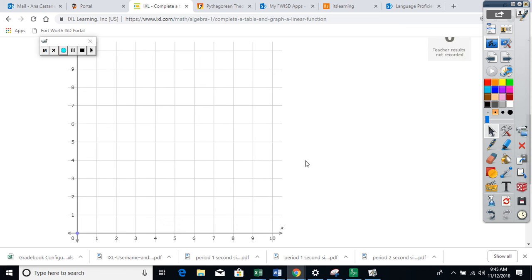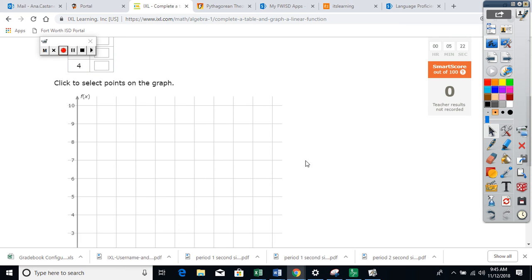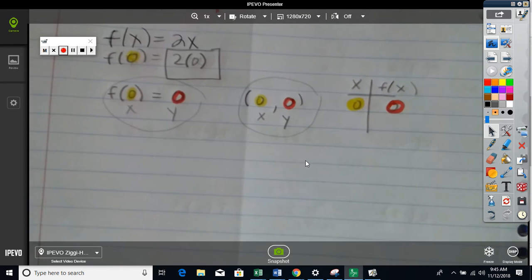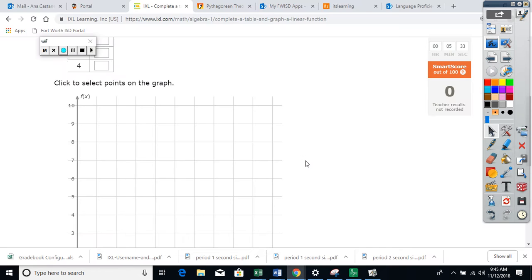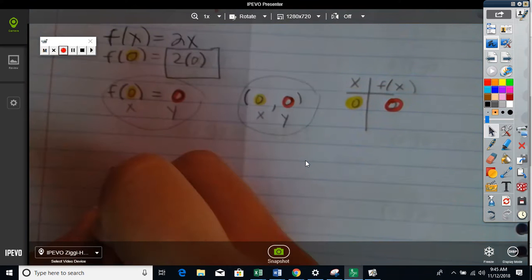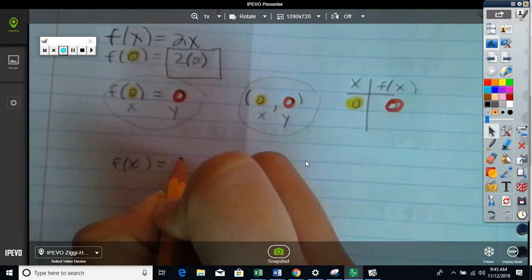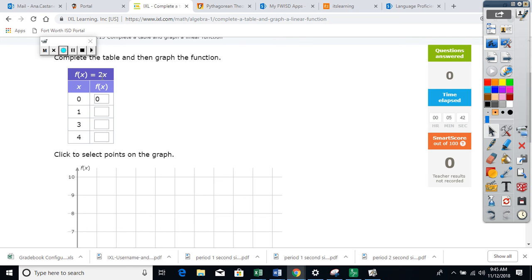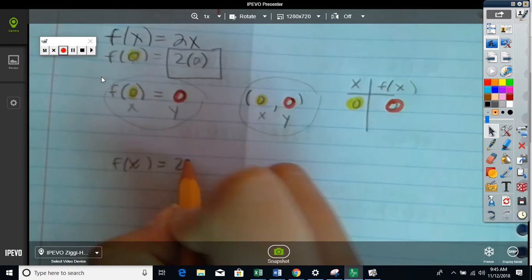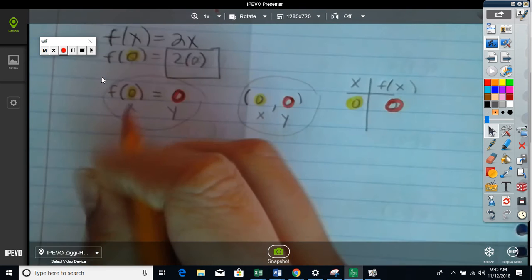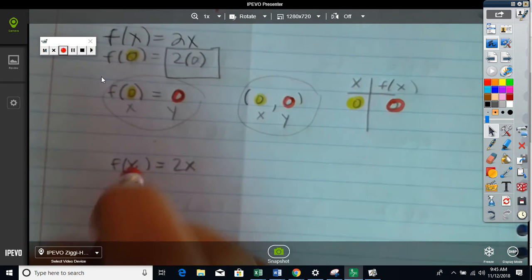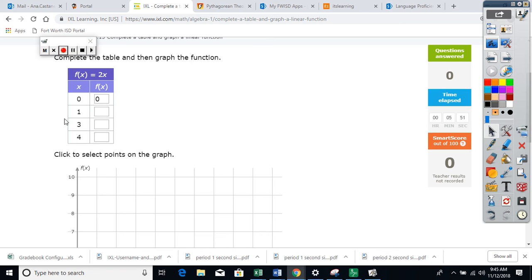Alright, and I'm going to do my next one. Let me ask my class if they have any questions. Alright, so now I'm going to ask them to help me out and do the next one. So the next one, I still write the same equation, f of x equals 2x. What is the next one that I'm going to replace on the second one? What do I need to replace it with?